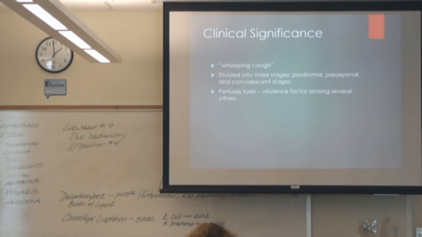The one that I do want you to know is the one that I was talking about today, about being divided into 3 stages. This one is saying prodromal, paroxysmal, and then convalescent stage, okay? So you can use either or. And then also there's a Pertussis toxin that makes the virulence higher, okay? So the 3 stages, be familiar with that, okay?